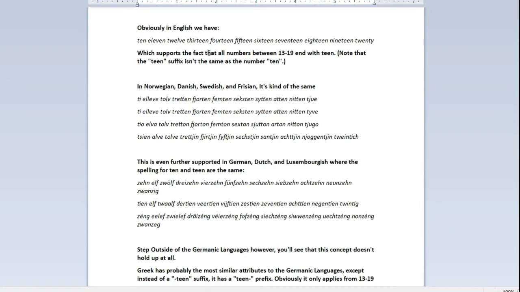So, the teen suffix, which I feel like should have a dash right here, isn't pronounced or spelled the same way as the number 10, which in some languages is the case. In English that is not the case. Teen and 10 are spelled and pronounced differently and represent different things.